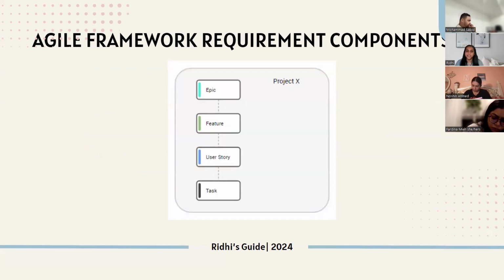Like I said, it's a hierarchy. We start with the epic, which is basically an overall view of the entire set. Let me go to the next slide. Here you can see it pictured: epic, feature, user story, tasks. As we go downwards in this hierarchy, it gets more detailed.